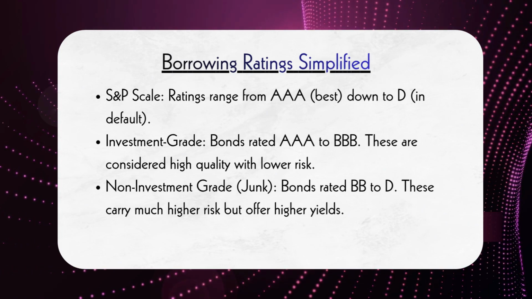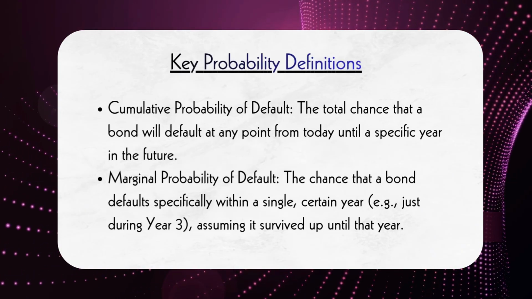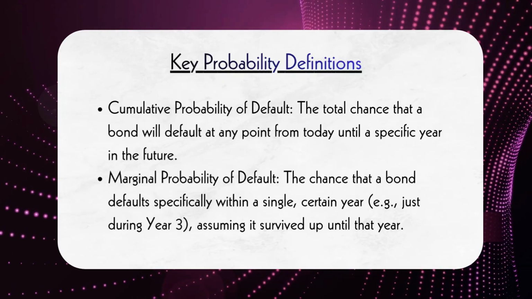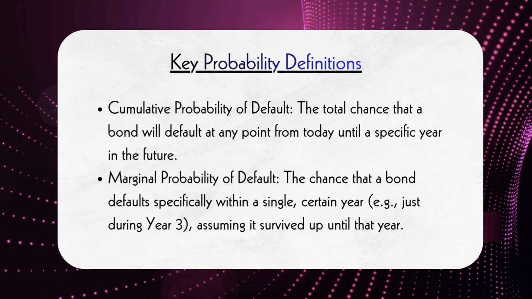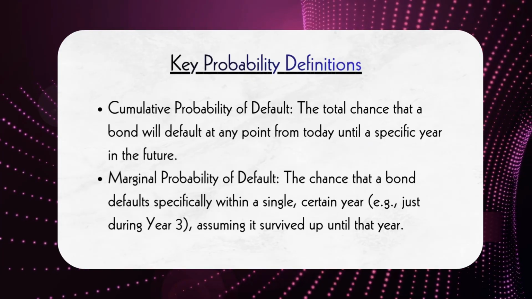When we look at the data, we focus on two types of risk. First is the cumulative probability of default, which is the total chance a bond defaults by the end of a specific year. Second is the marginal probability of default, which is the chance of defaulting specifically within a single year.